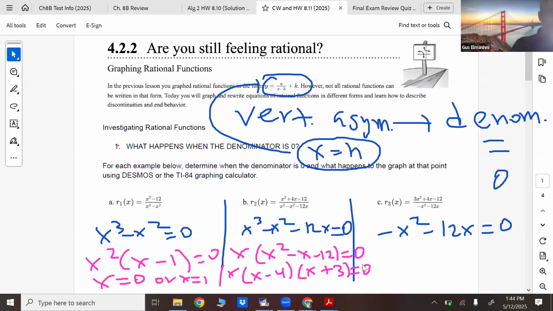Negative 3. Yes, x equals 0. x equals 4, or x equals -3, correct. So how do you know which one it is? It's all 3. You have 3 vertical asymptotes. And then lastly for this one, what can you pull out? Negative x. Yeah, I do negative x, just keep everything positive inside.